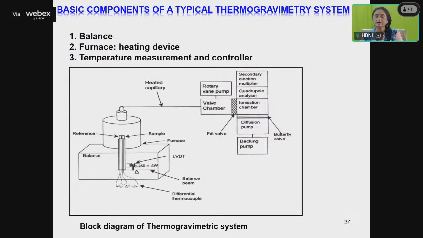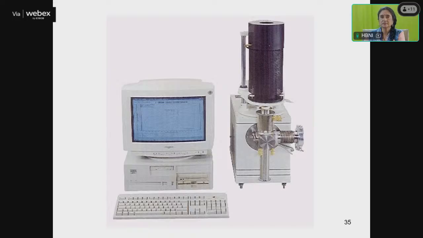So this is a typical block diagram of a thermogravimetric system actually. So this is where your reference standard is given, and this is your balance. Here it is the reference sample, this is the furnace, and this is your balance beam. This is what a typical commercial instrument looks like.